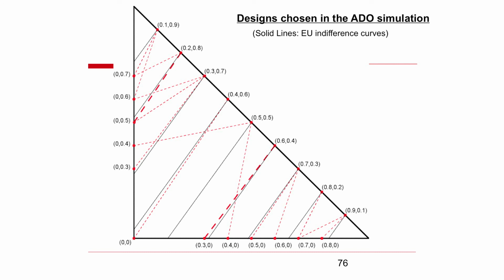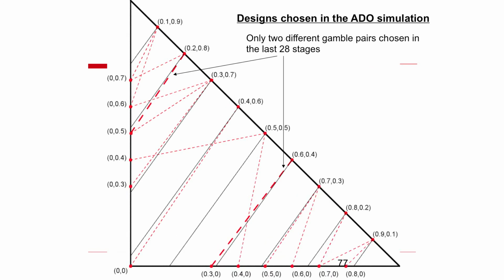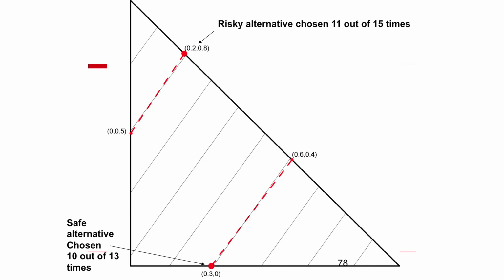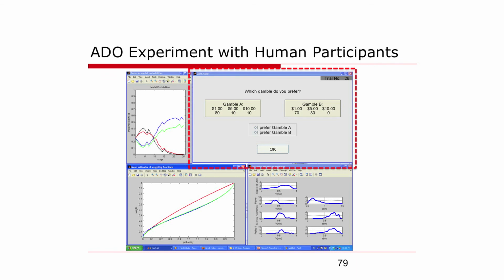And again, if you look at the particular gamble pairs chosen, these are the ones that were chosen by ADO. In the last 28 trials of the 50, ADO kind of focused on these two pairs, right? These pairs. That means these are the most discriminating patterns, where EU can predict the pattern but not WEU. Okay, same pattern, right? So those are two simulations.